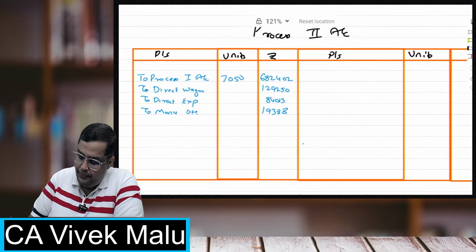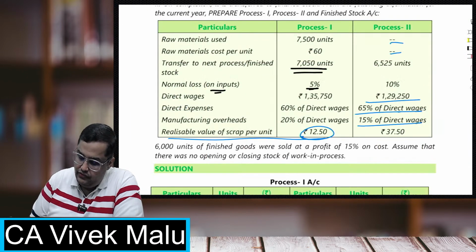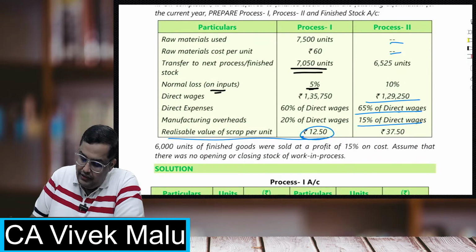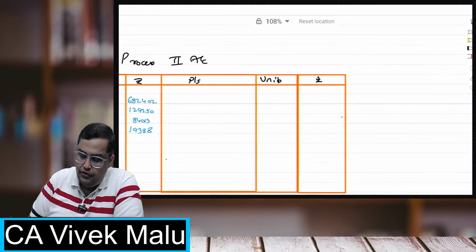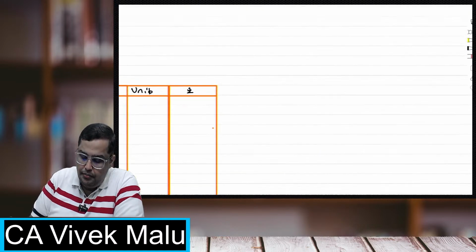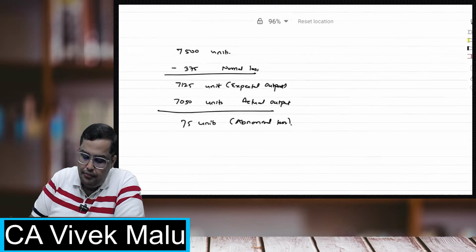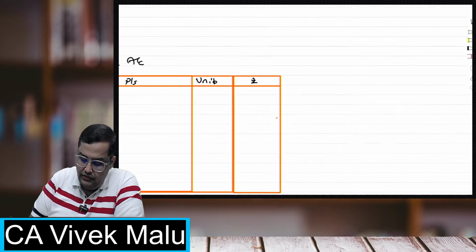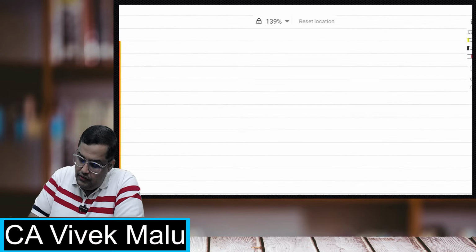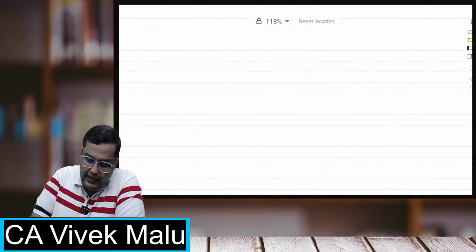Okay, now I have to make an analysis. They have told you that the normal loss is 10% of the input. Now, students, please make this analysis and calculate the gain and losses.